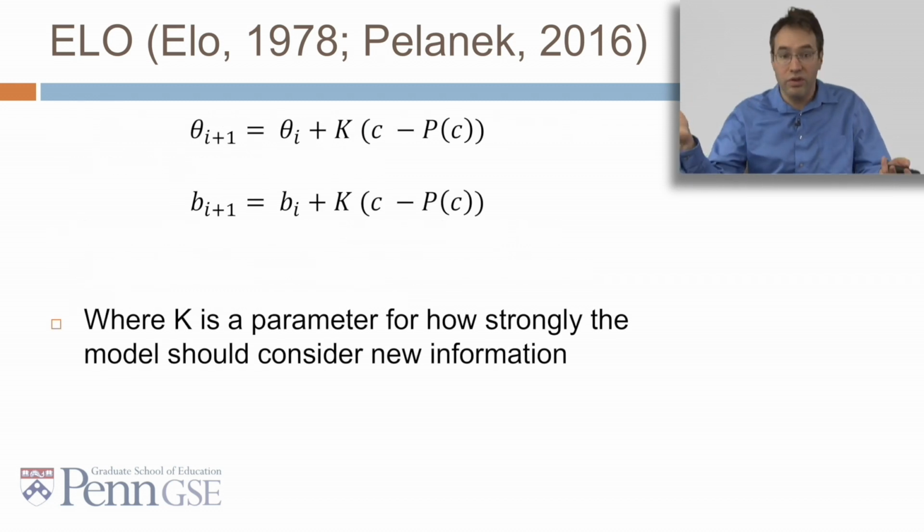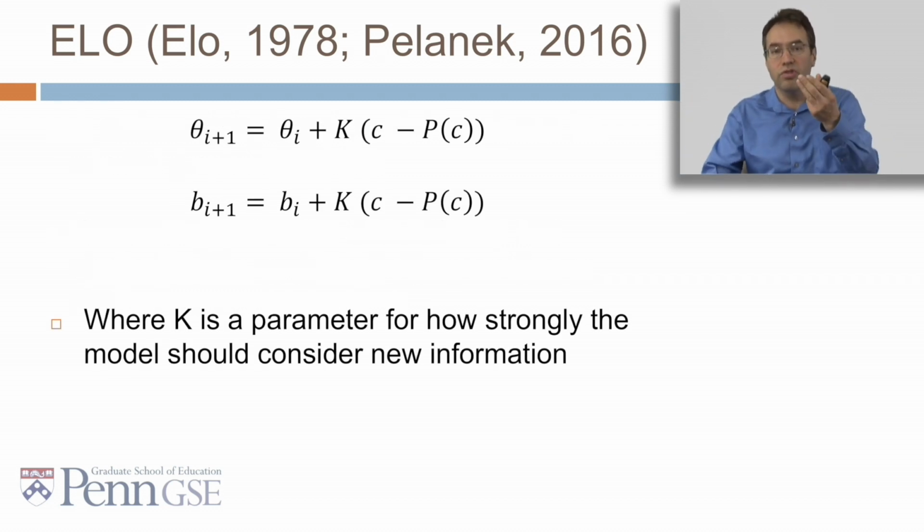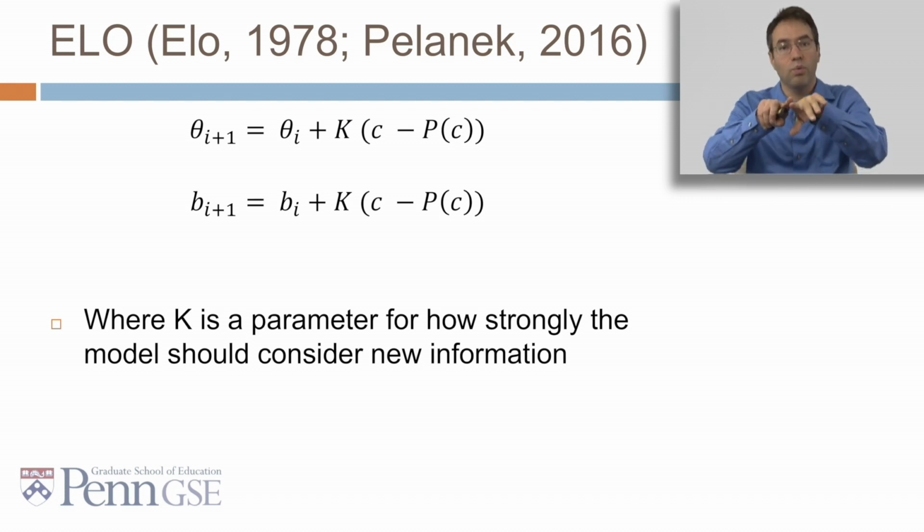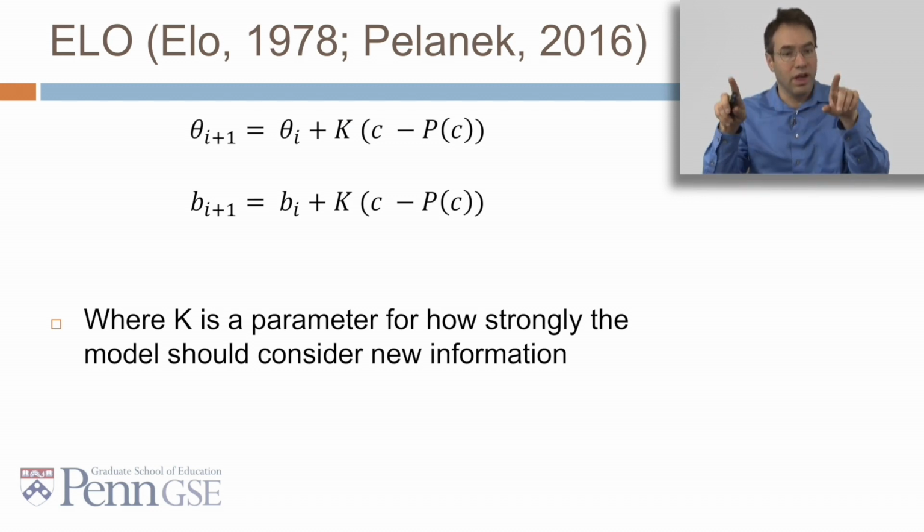Elo does this based on two very simple formulas, where it changes the student parameter and it changes the item parameter every time it encounters a new experience, taking the difference between the student's actual response and the predicted response and weighting that by some factor k, a parameter for how strongly the model should consider new information when updating the new estimates of ability and item difficulty.